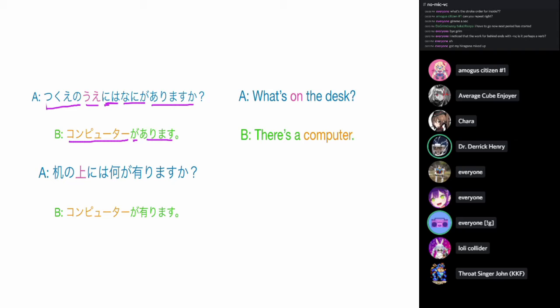Which in English, what's on the desk? There is a computer. So it's not a word for word translation, it's a more natural translation. So rather than saying what is on top of the desk, I've just said what's on the desk. And then again, just a small reminder that this would be changed to an sound because Japanese have that contextually being able to change that pronunciation. So it wouldn't be computer, they would say computer actually.